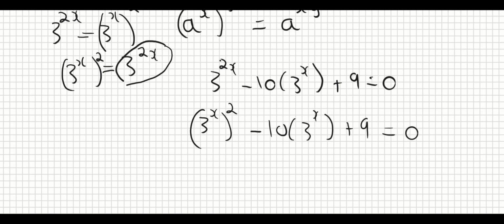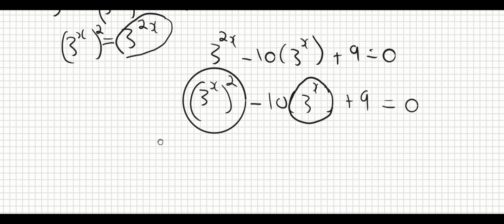Now hopefully you can see how this looks like it's in the form of a quadratic. Look, we have this squared term, so we have 3 to the x squared. We have this term, which is just 3 to the x, and it's just linear. It's not to the power of 2, it's just the power of 1. And then we have a constant. Now, we can actually just factorize it like this, but that's a bit more tricky. So let's just make it easy on ourselves.